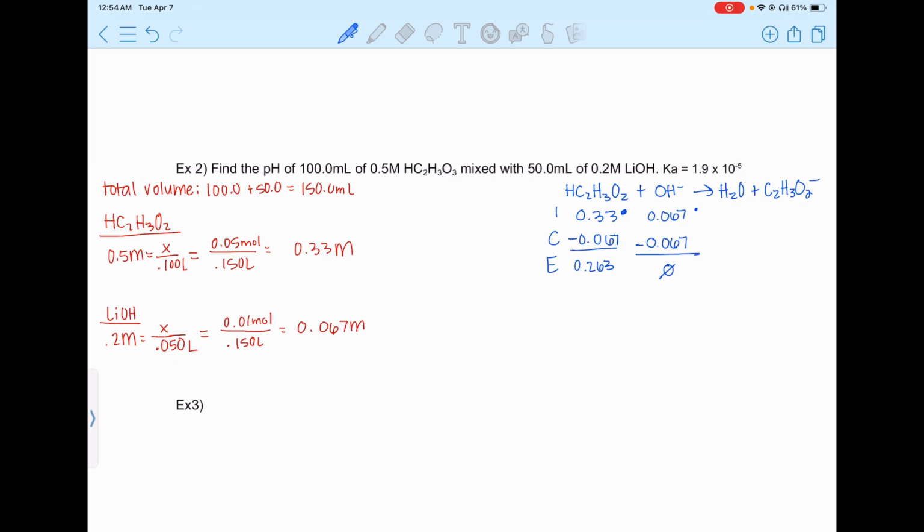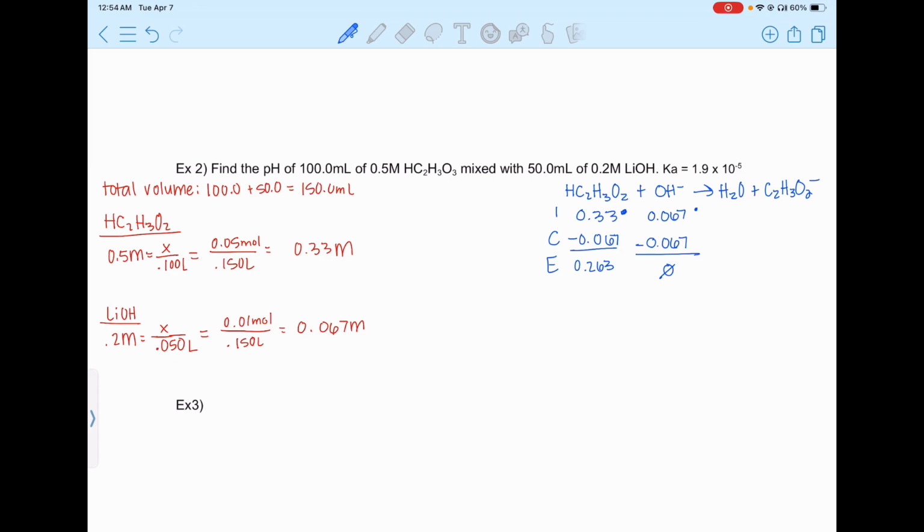So we've got a couple of options. You could set up a K expression. We are given a Ka value, or you could do an HH equation. Now, in example 1, an HH equation would not have worked because we had passed the buffer region, right? Remember, at that point, we were at the very end of that titration curve. We had gone beyond the equivalence point. Now we're prior to that, so we're still in that buffer region, which means we can use an HH equation because we are dealing with a buffer here.